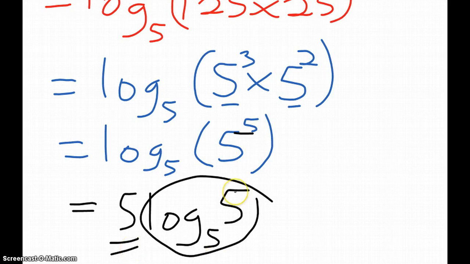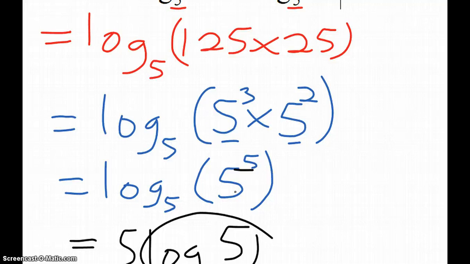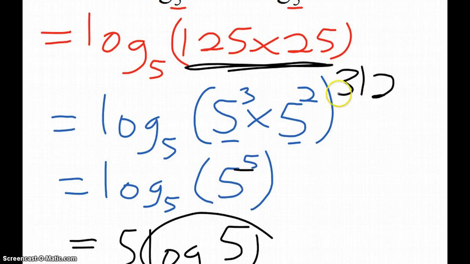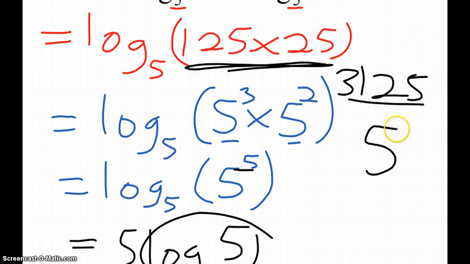Then since this is 1, the answer now becomes 5. Somebody can also choose to multiply these two numbers straight away, which will give us 3125, and then change this to indices of 5 exponent 5, and so write it and get the same answer.